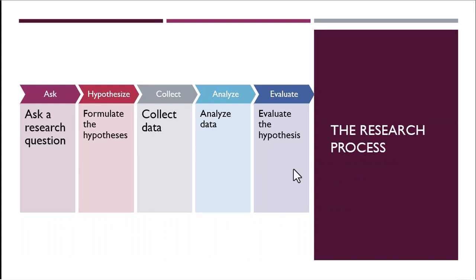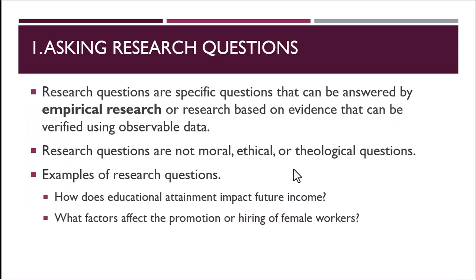When starting a research process, we usually begin with asking a research question. Again, a scientific question, not a question about morals, values, or ethics. From that question, we then formulate a hypothesis. A hypothesis is an answer to our research question derived from our general theories and ideas about the world. Then we are going to collect data, analyze that data, and evaluate to see if our hypothesis about our research question is correct. Let's start with asking those research questions.